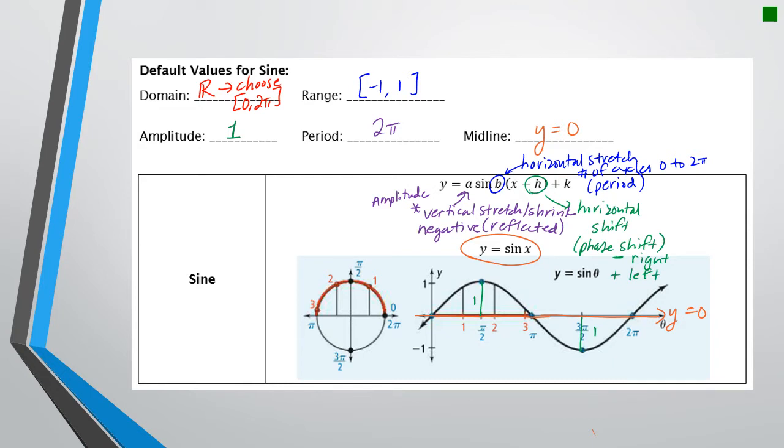And then this last thing that you see is the k value. K is your vertical shift. And that's going to tell you up or down, so positive for up, negative for down. And this is also going to tell you your midline. So your midline is always going to be y equals k.